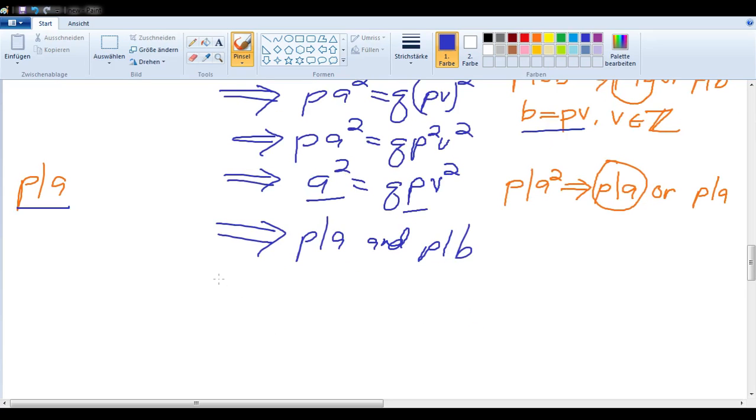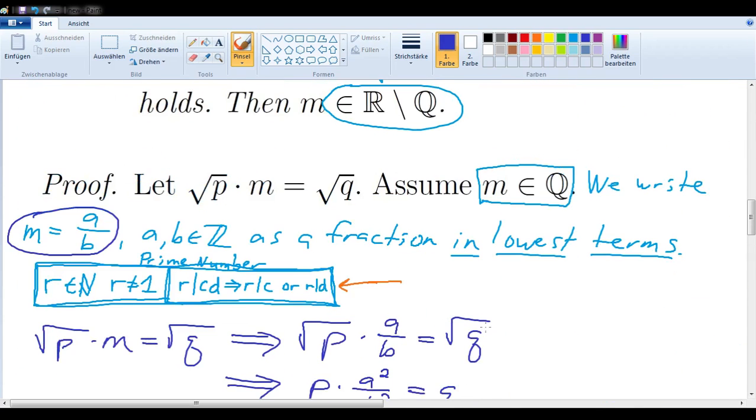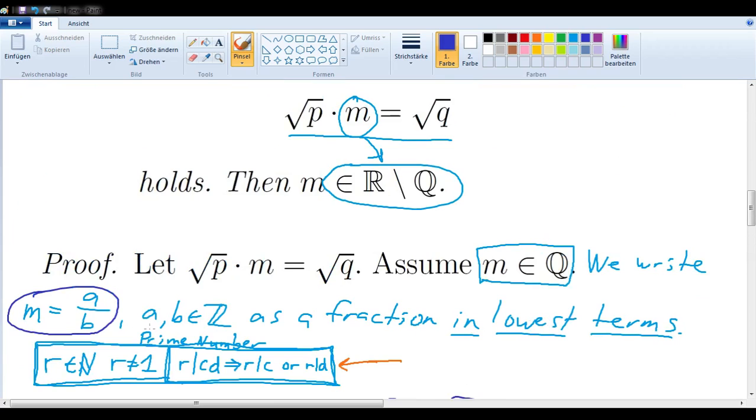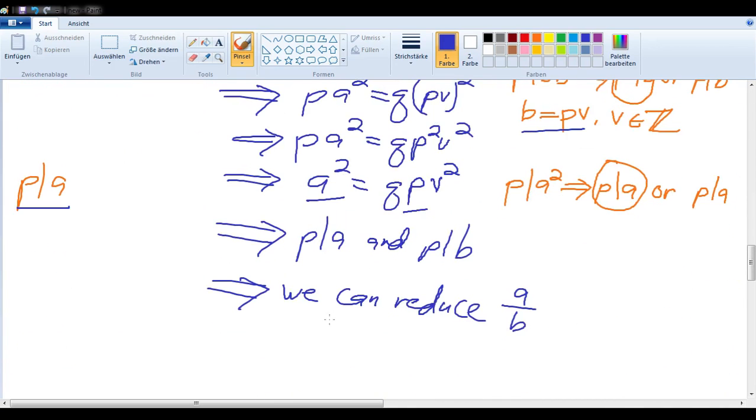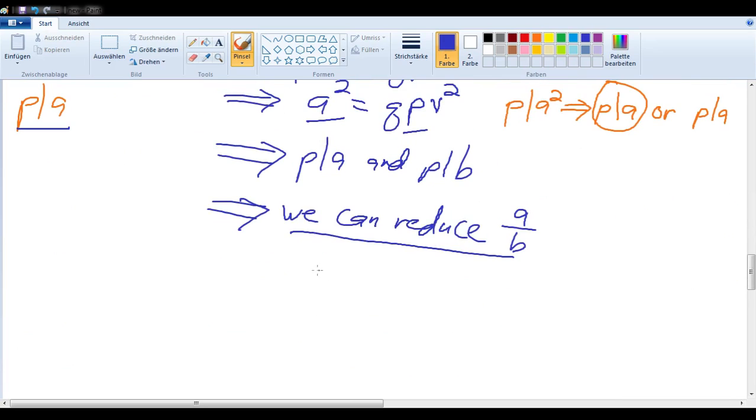Which means that we can reduce a over b. But we said up here that the fraction a over b is in lowest terms. Therefore, it cannot be reduced. And here we see that it can be reduced. In other words, we have a contradiction. We have our desired contradiction.